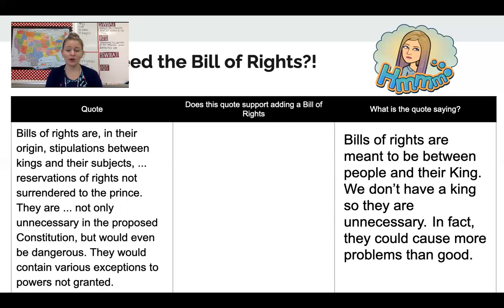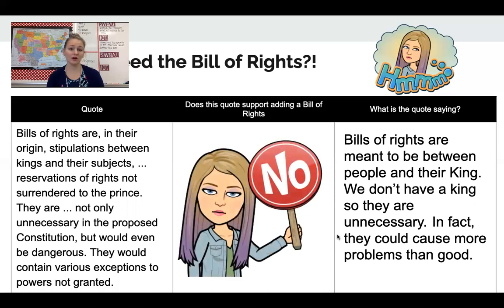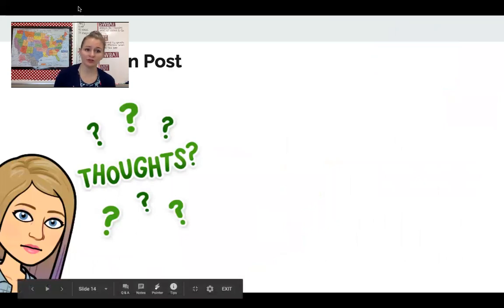Think about it today. We have freedom of speech. How often do people have arguments and court cases and stuff dealing with freedom of speech or any of your other freedoms that are there? So they're saying this can actually end up causing more problems than good by having it. This is another example of them saying, no, we don't need to have it. We don't have kings. Bills of rights are intended between kings and the people. But obviously, that's not something that we continue to follow because we're going to add the Bill of Rights to the Constitution and we still don't have a king. So that brings us through the 10 different quotes.